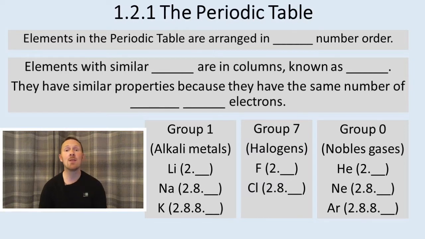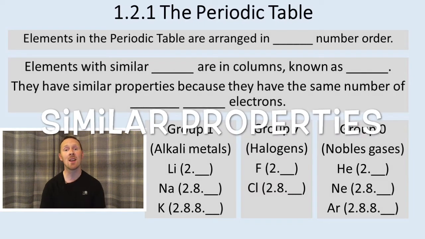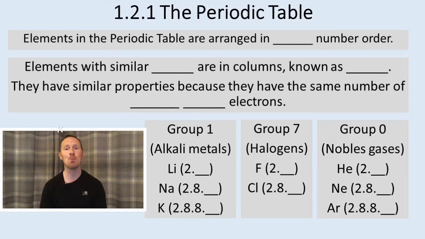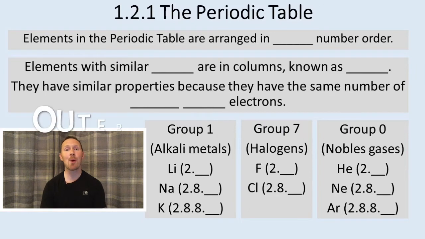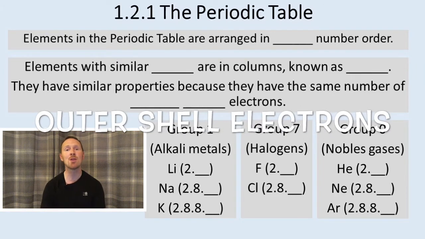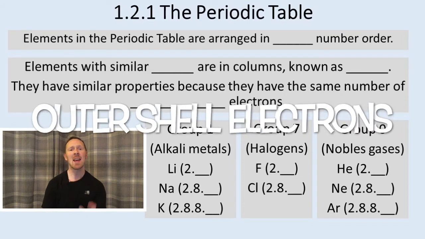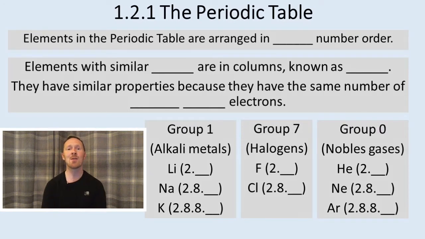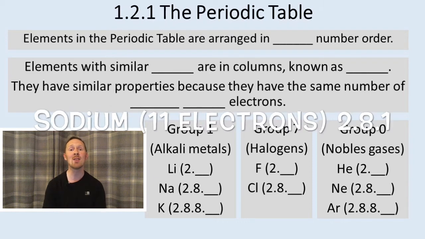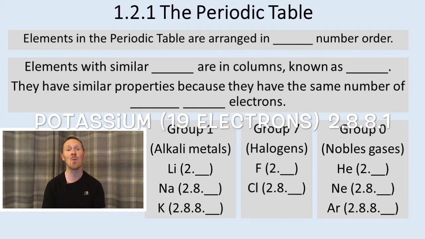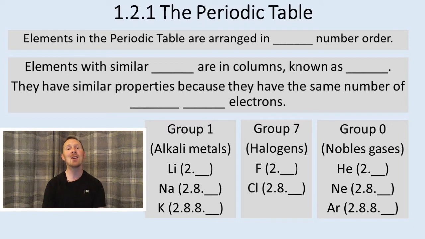Now, when we're looking for patterns and trends, we've discovered in our modern periodic table that elements with similar properties are in the same column. We call them groups. Elements in the same group have similar chemical properties because they have the same number of outer shell electrons. Do you remember that phrase? Outer shell electrons. So for instance, elements in group 1 all have 1 electron in their outer shell. So lithium is electron arrangement 2.1, sodium 2.8.1, potassium 2.8.8.1. They all have 1 outer shell electron, so they share similar chemical properties.